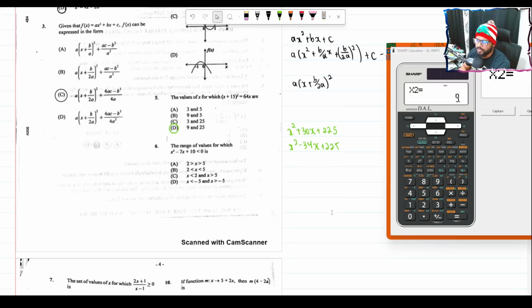The range of values for which this is less than 0: well, this is a positive x squared, so less than 0 is going to be down here. The range of values could be either A or B. Solving the quadratic, I get 5 and 2. So the roots are 2 and 5, and the range of values is in between, so the answer is B. And I didn't even have to solve it. This is the only solution where the range of values could be in between.